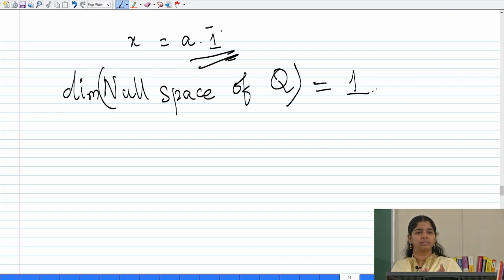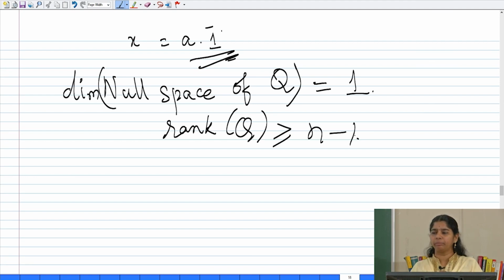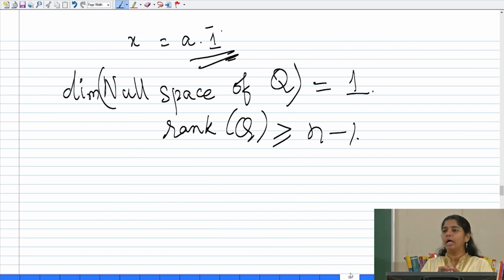So what does this tell us? If the null space has dimension 1, then what will be the rank of Q? By the rank nullity theorem, you can immediately conclude that it should be n minus 1. So my rank of Q is greater than or equal to n minus 1. In fact, it is equal. We have already seen that rank of Q is less than or equal to n minus 1, and now I am telling you that it has to be at least n minus 1. Therefore, rank of Q is equal to n minus 1.